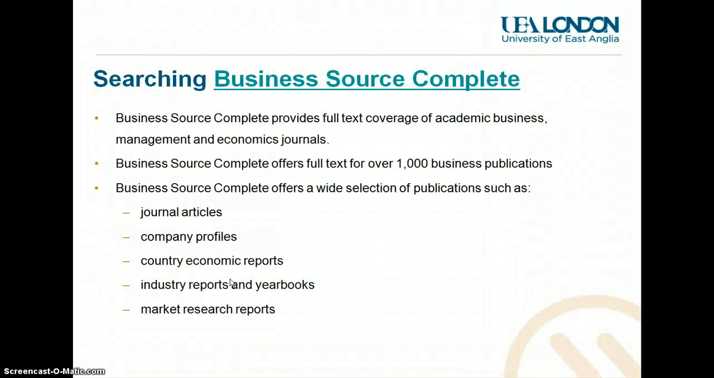The next database we will look at is Business Source Complete. Business Source Complete provides full-text coverage of academic, business, management, and economics journals. It offers full text for over 1,000 business publications. It also offers a wide selection of publications, for example, journal articles, company profiles, country economic reports, industry reports and yearbooks, and market research reports.